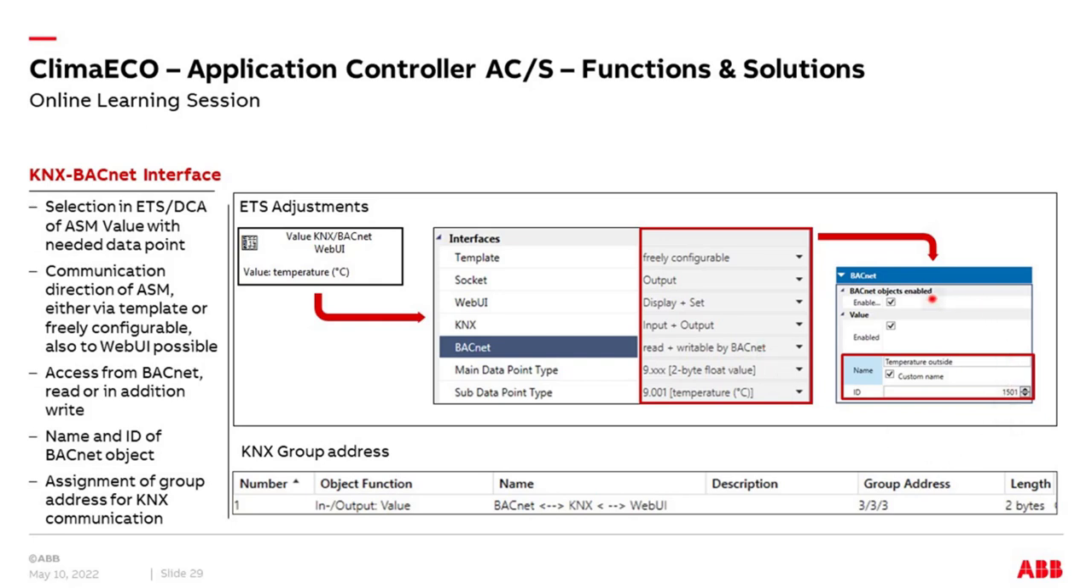Yeah, and for the BACnet adjustments, very simple. You just can change the BACnet ID and the BACnet name for this data point. The rest is not needed to change thanks to the adjustment I did already here. And then this value is available on the BACnet side.